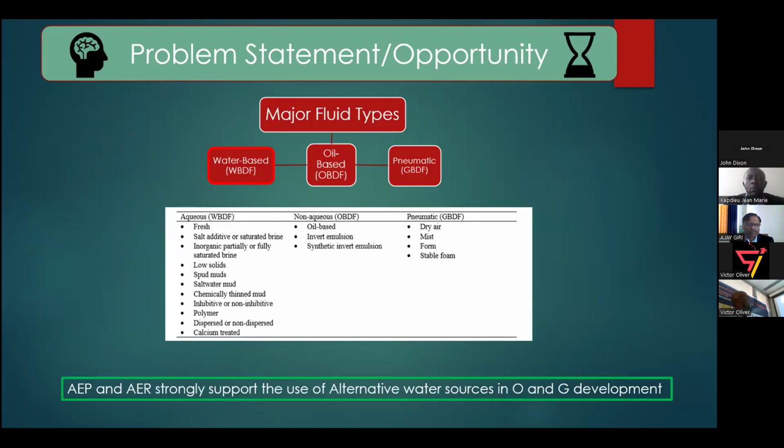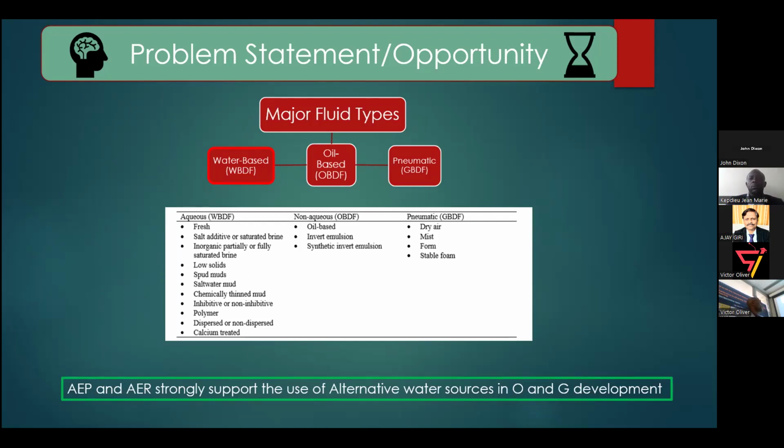Some of you are a bit more expert than others in terms of fluid types. When it comes to oil and gas drilling, there are pretty much three main types. You have the water-based, which is the most commonly used now in Alberta. The acronym is WBDF.